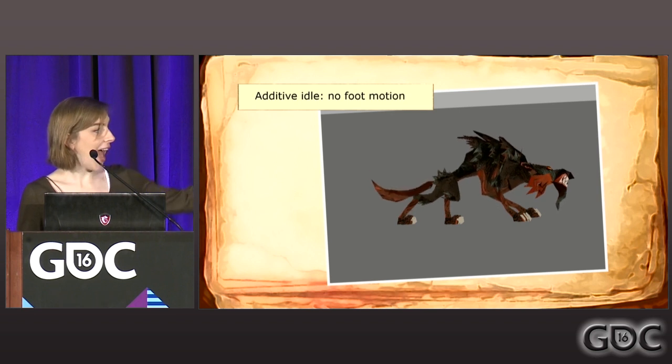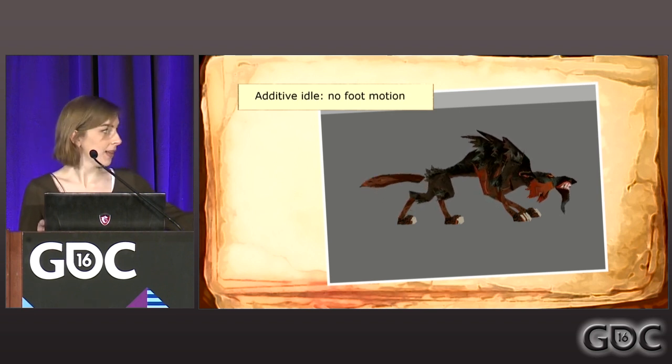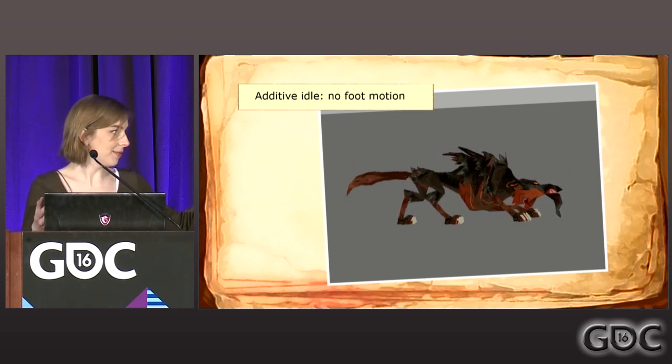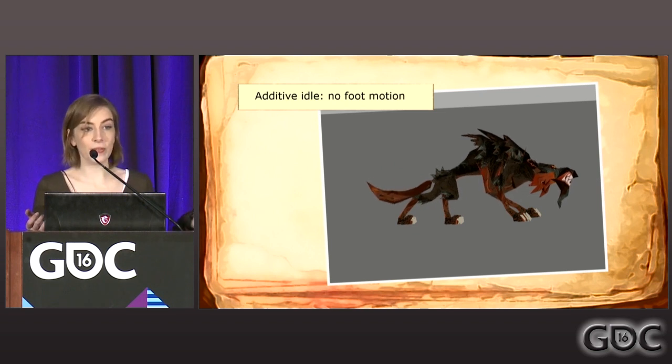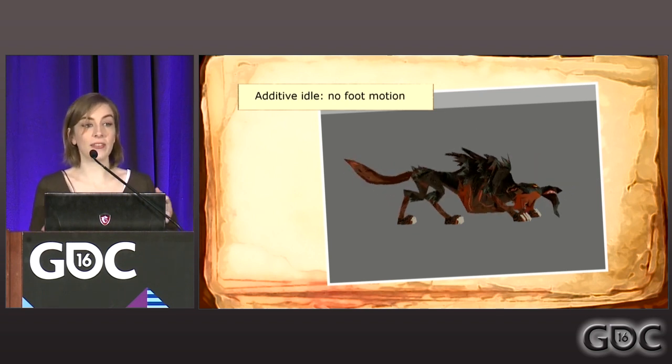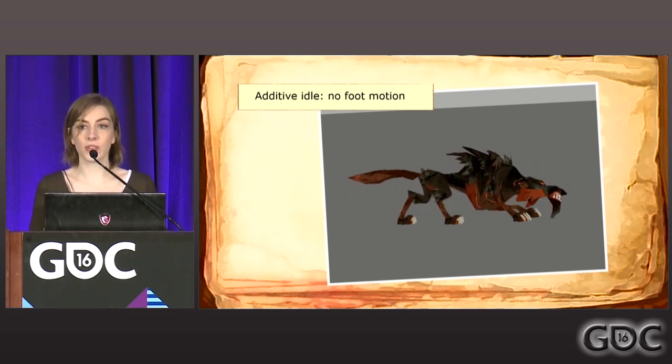This is the additive idle that I made for the wolf. It's just kind of like an aggressive motion. I am definitely moving the hips and I'm definitely changing the rotation on the hips and on the torso for this character.